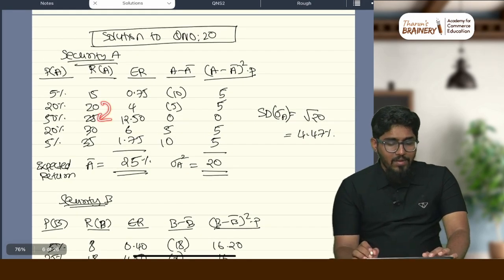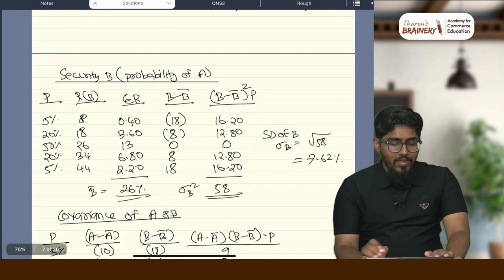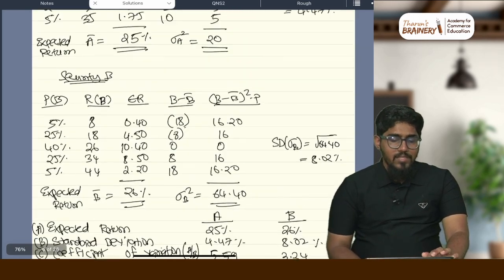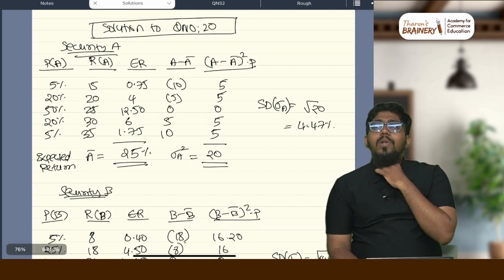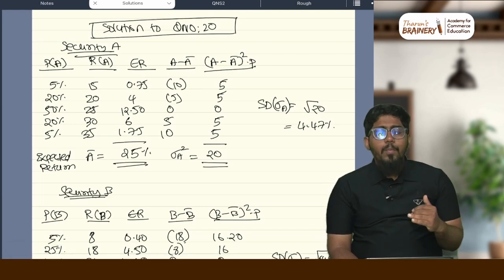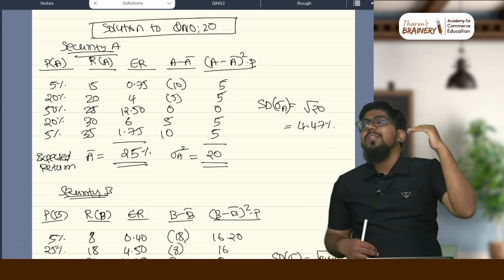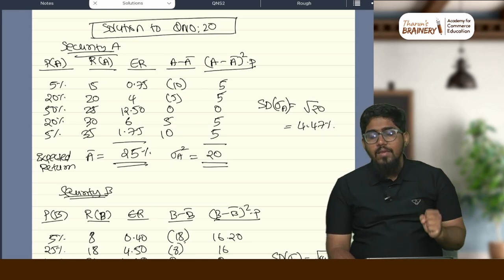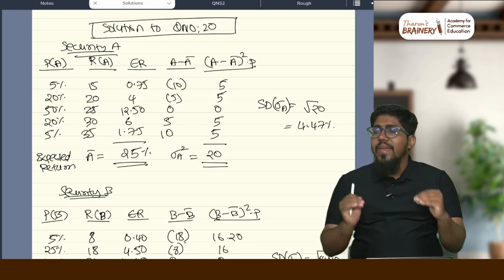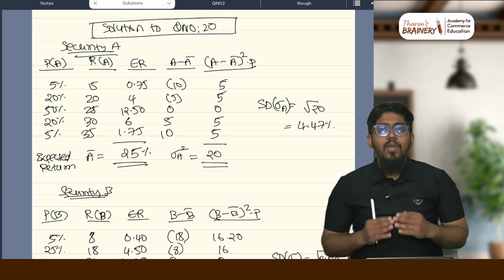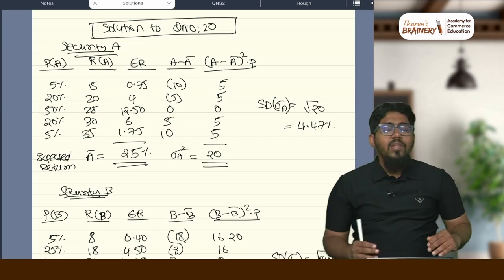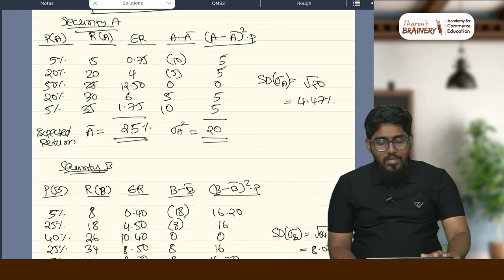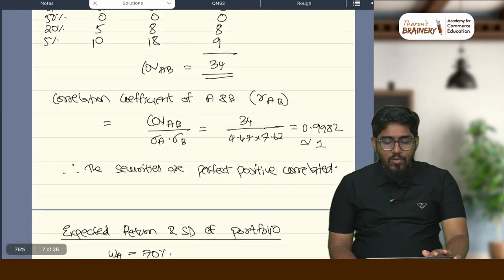20 and 25. So 18 is becoming 26. Clarity. So this is what the correlation coefficient is. Suppose one is increasing and one is decreasing, it will be negative. If both are moving in the same direction, your correlation will be positive. If both are moving in the opposite direction, the correlation will be negative. So this is what the correlation coefficient is.